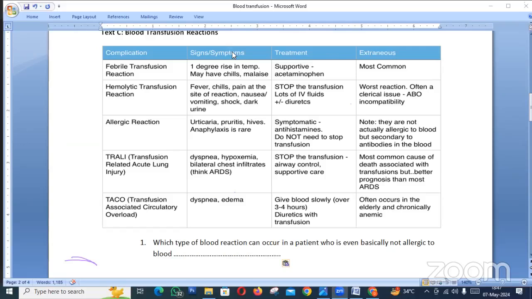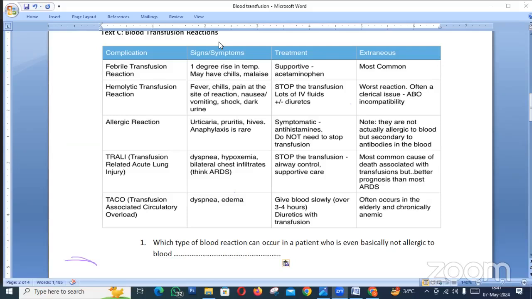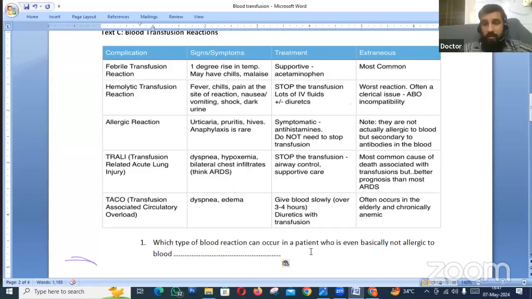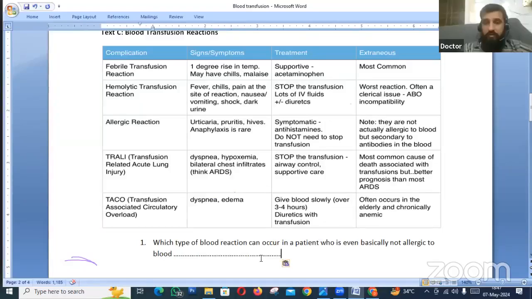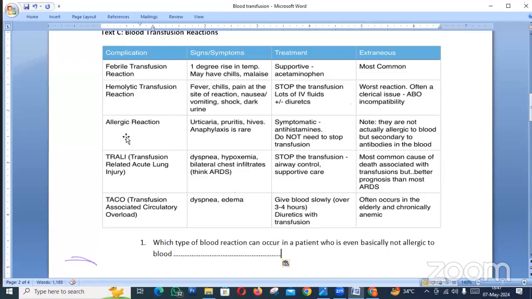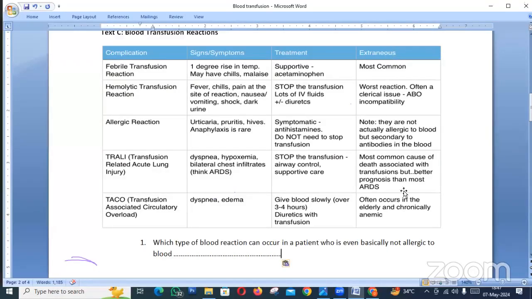Okay, Shahanil Khan, what is your answer? It is, sir, allergic reaction. I searched for "not allergic" and found an allergic reaction. Yeah, very good. So your keyword is no allergy to blood. It would not be in complications, it would not be in symptoms, it would not be in treatment. Most likely it is in extra information, okay.